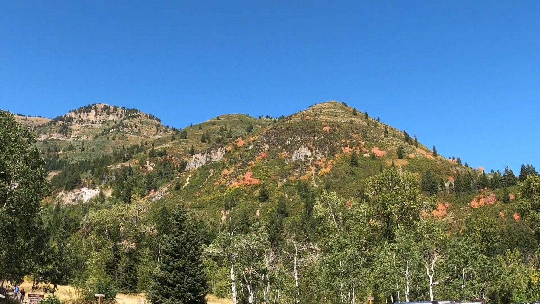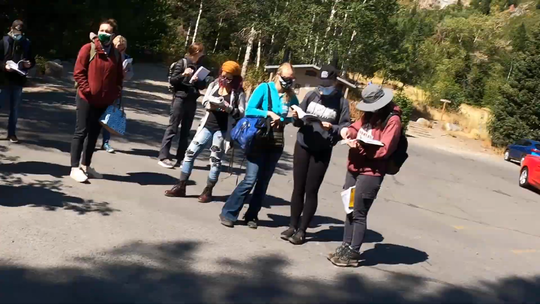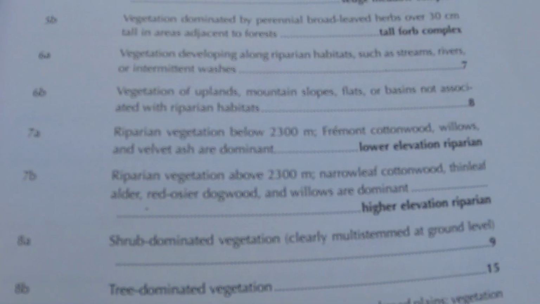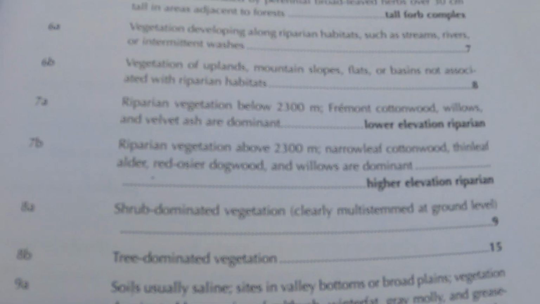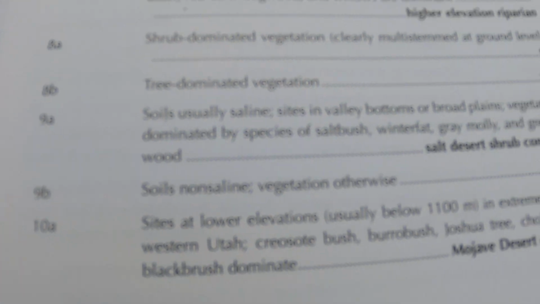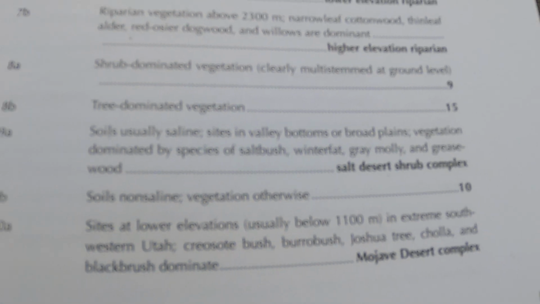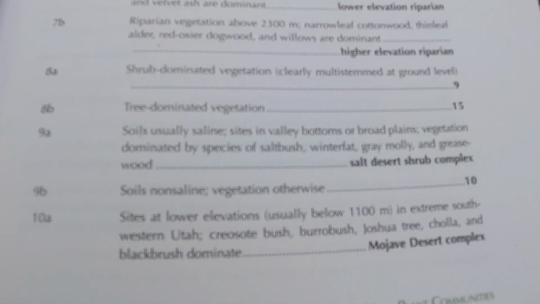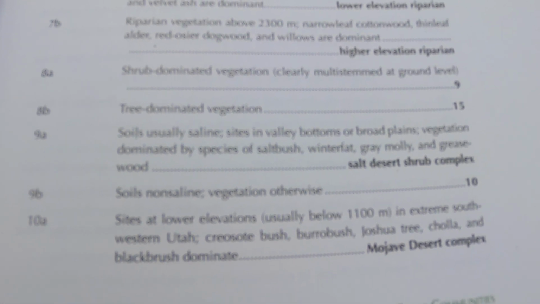Okay. So let me look at couplet 7. Yeah, no, we're going to go to 8, okay? Couplet 8 then, Jade? Shrub-dominated vegetation, clearly multi-stemmed at ground level, or tree-dominated vegetation. Really tree.